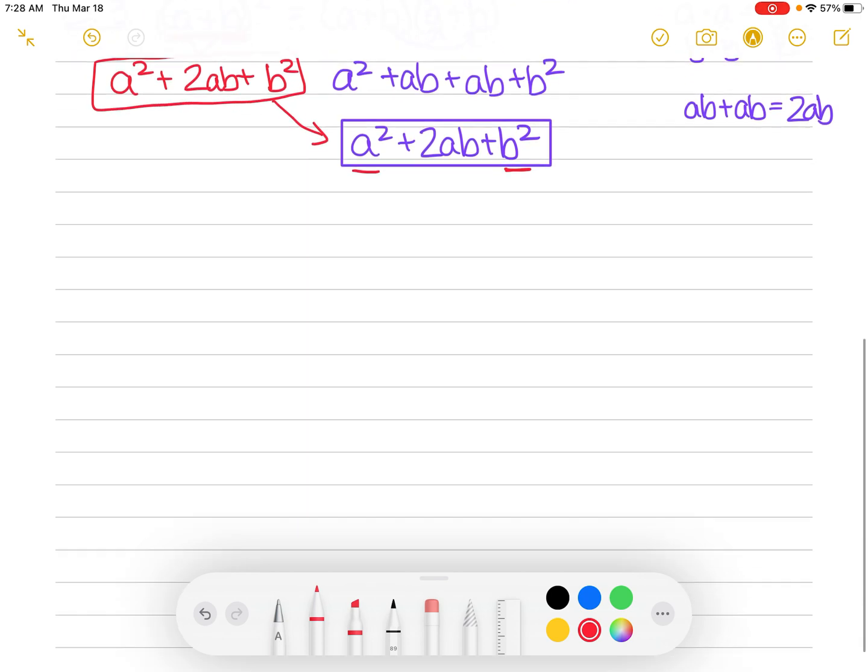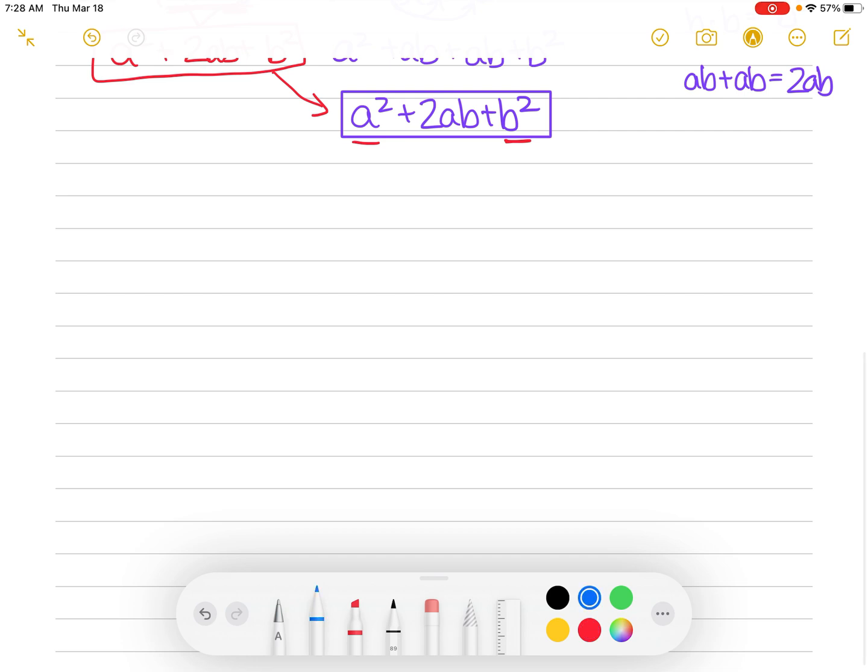answer? Okay, now I want you to do this one on your own. You can try the shortcut way or you can not do the shortcut way. That's up to you. 2x minus 5 squared. Okay, go ahead and hit pause and do this one on your own.